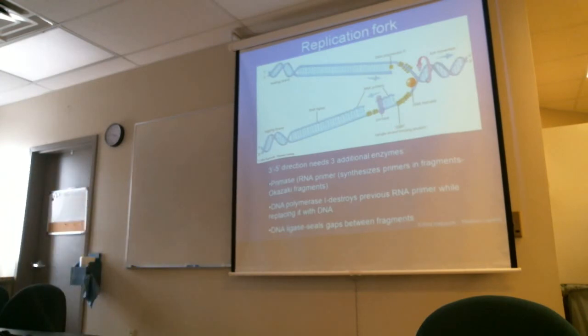Now DNA polymerase 3, because it can only go in one direction, goes the opposite way. It goes against the replication fork. That's scary.